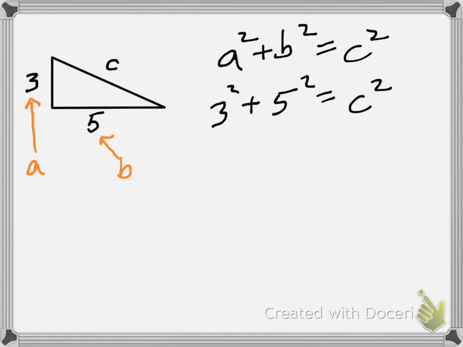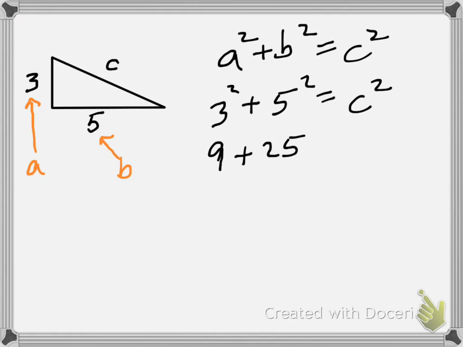And those legs, the 3 and the 5, I know are the legs because they're the shorter sides, and they're the ones that are right next to the right angle. And the hypotenuse c is the longest side, and it's the one that's opposite that right angle.